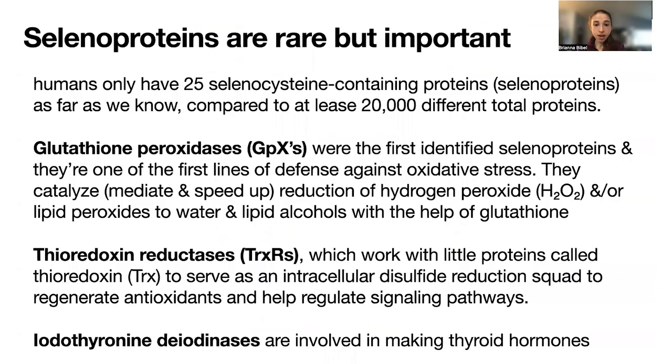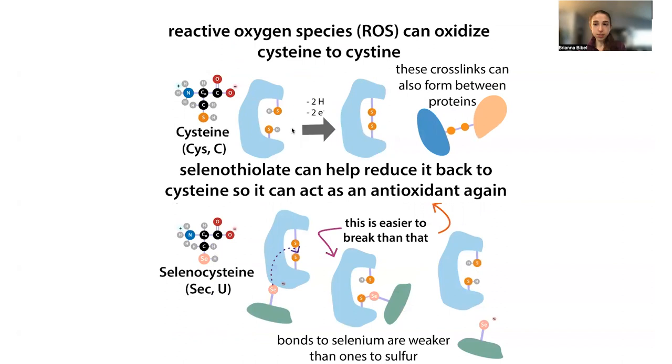Another key selenoprotein, or family of selenoproteins, are thioredoxin reductases. They work with these little proteins called thioredoxin, and they basically serve to break up unwanted disulfide bonds that form. Like we were talking about, in the case where you can have cysteines in different places of proteins, or in different proteins, that can link together if there's reactive oxygen around. And so your cells have ways to reduce those crosslinks, to break them up. And one of the ways they do this is with thioredoxin.